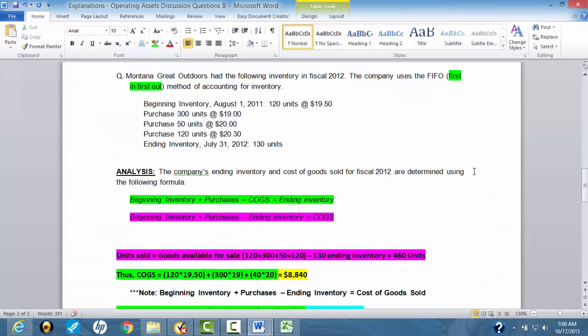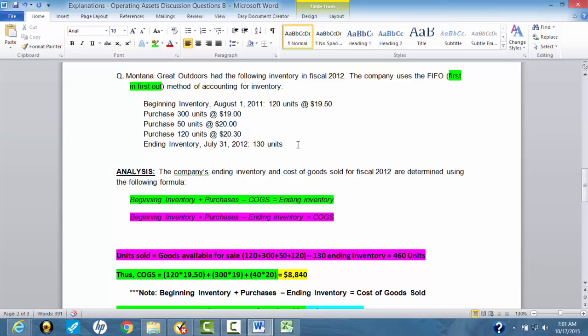Now let's move on to the next question, which is on inventories. Now again, inventories is an operating asset. And in this question, Montana Great Outdoors had the following inventory in 2012. The company uses the FIFO method of accounting for inventory, which means the assumption is that the first inventory in is the first out. The first purchased is the first sold. And we are provided with some information about the inventory transactions during 2012.